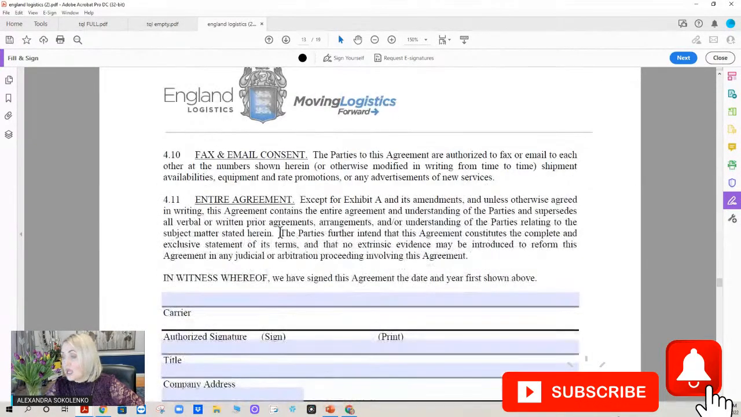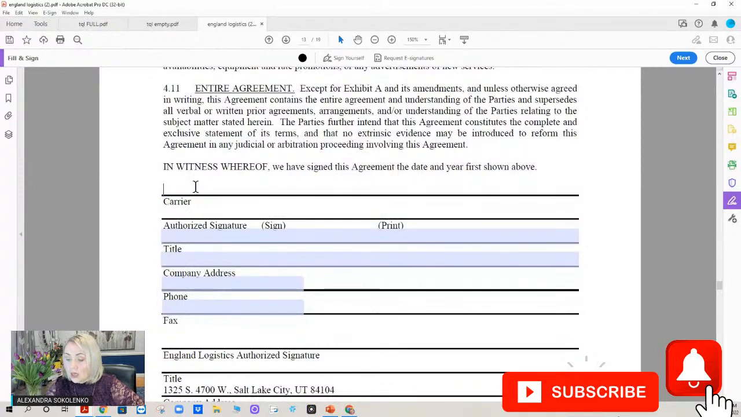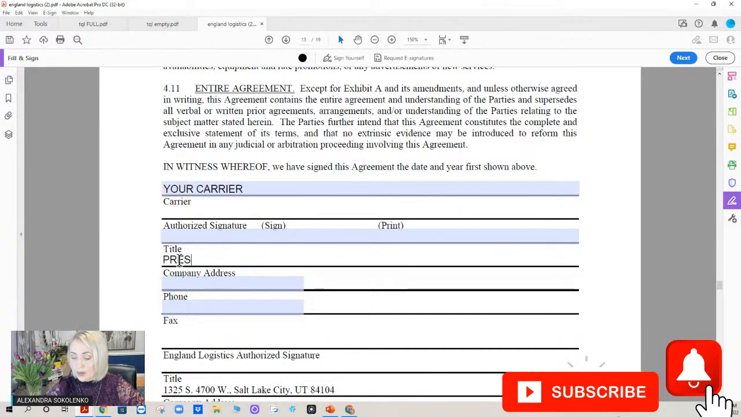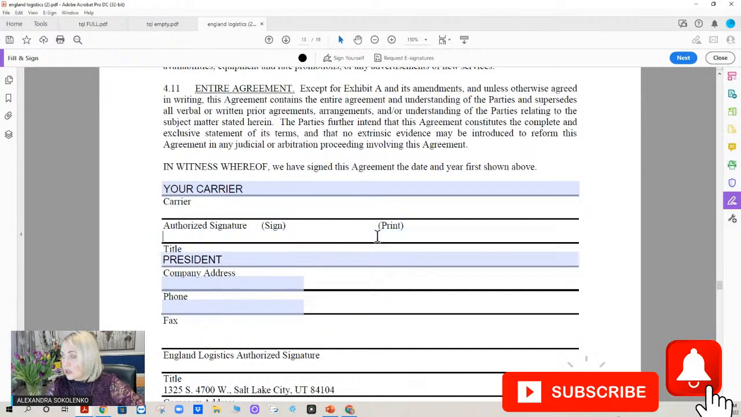Entire agreement. And we need to put again what? The name of your carrier, right? The name of the carrier after the signature title. So it's going to be president. And in this case, who is it going to be again? It's going to be Mike, right? Mike Chester. Hopefully we don't really have the real Mike Chester. I don't know if that even exists.